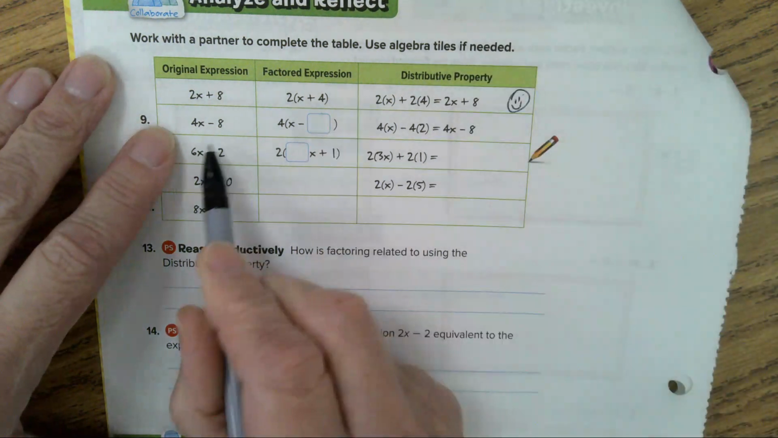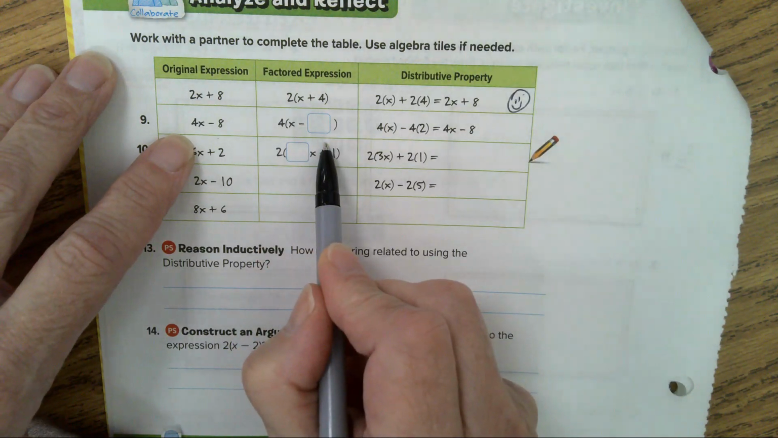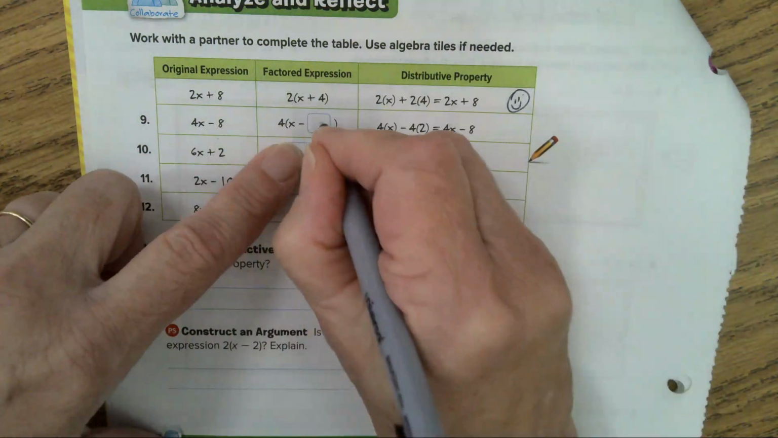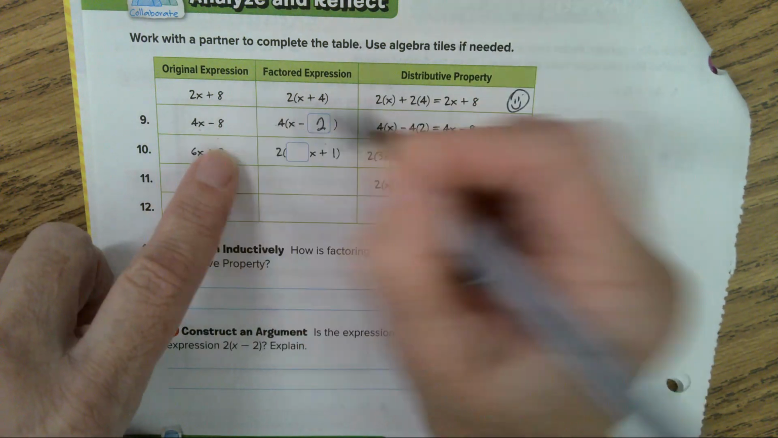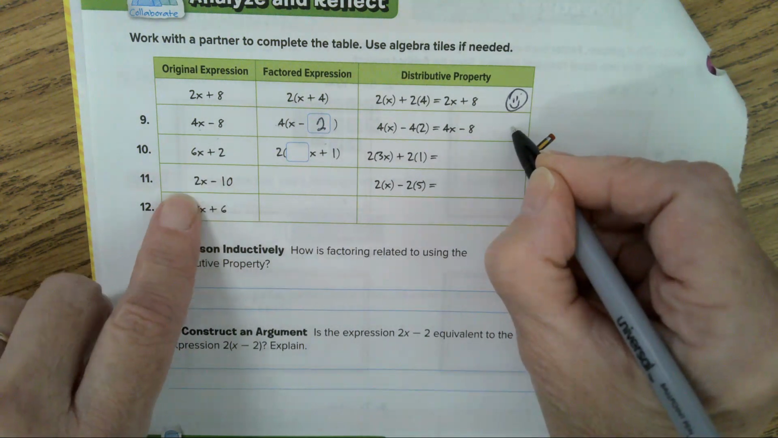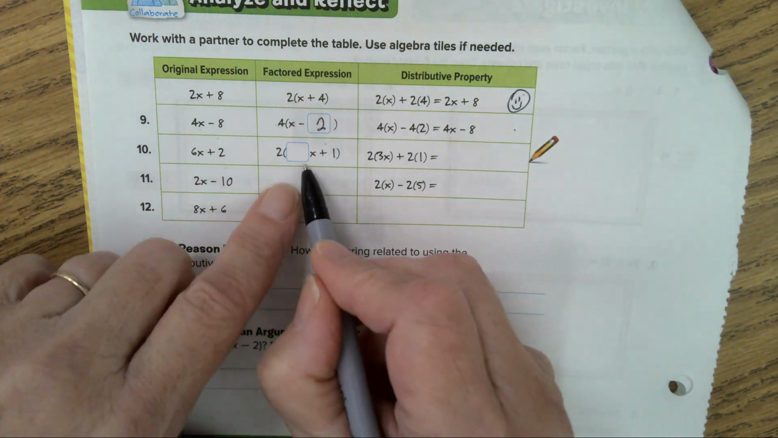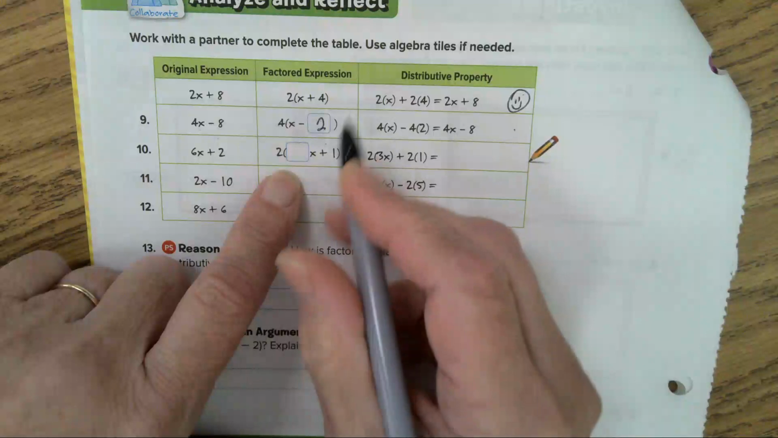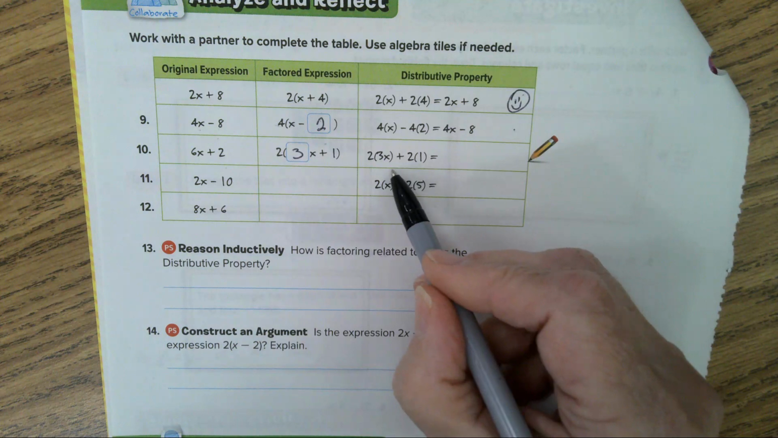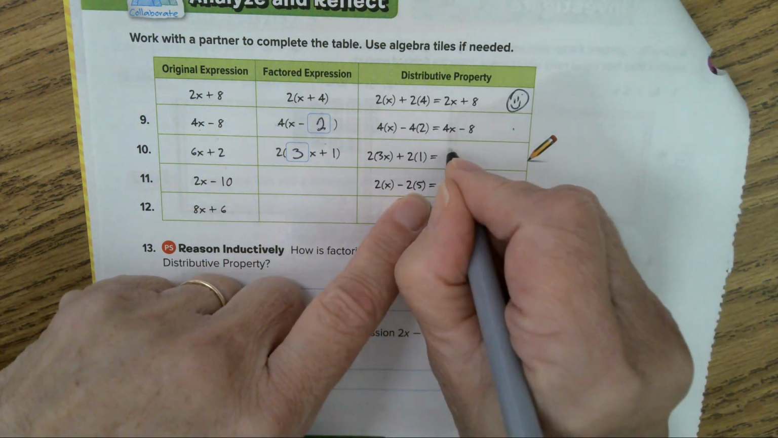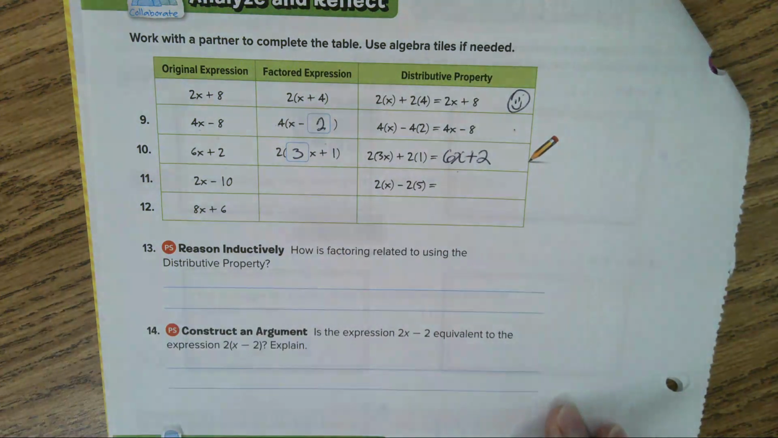Now, 4x minus 8. That equals 4 times x minus what? 2. That's right. 4 times x is 4x. 4 times minus 2 is minus 8. That's the distributive property. Here we have 6x plus 2 equals 2 times, what's going to go in that box? 3x plus 1. So 2 times 3x plus 2 times 1 equals 6x plus 2. Do you see how we're getting this?